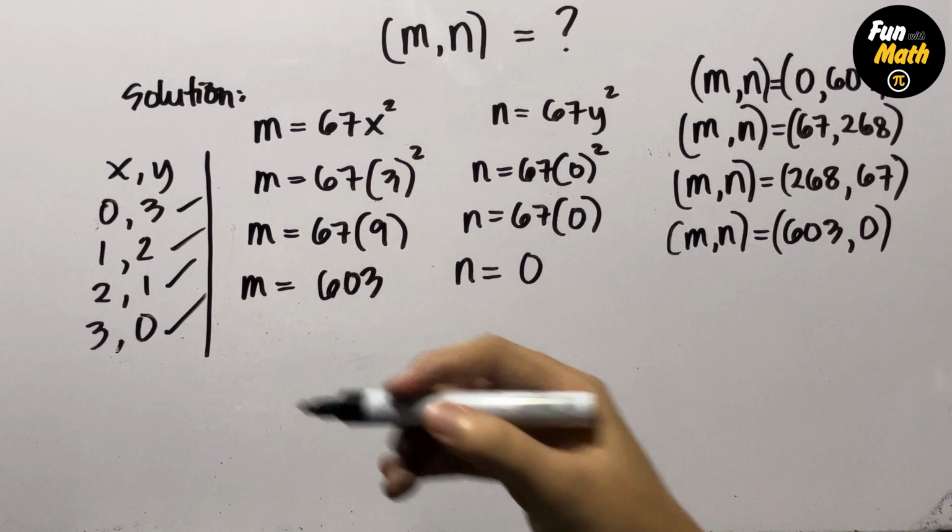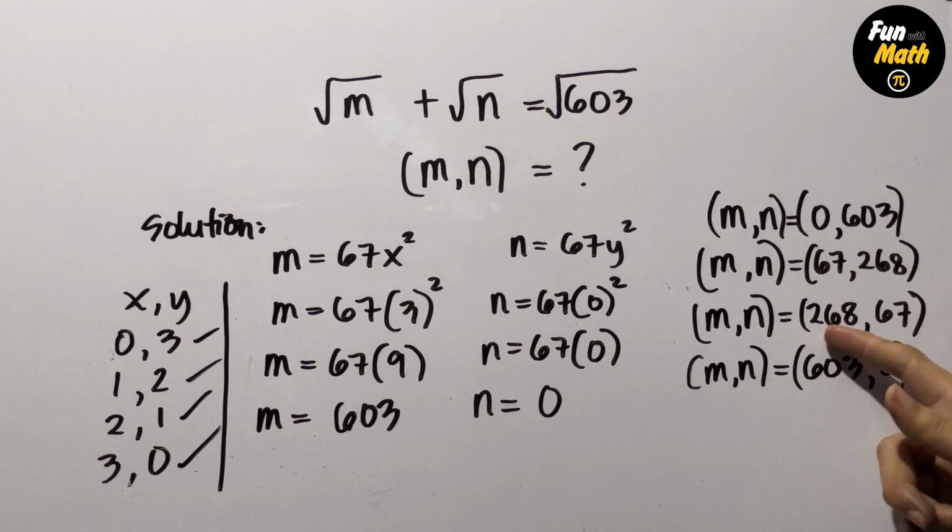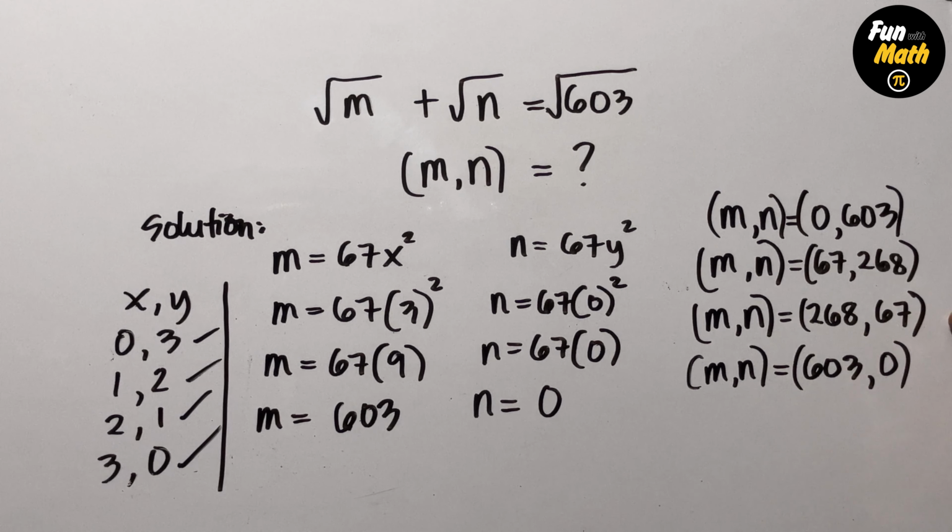So this is done. So therefore, the values of m and n are the following: 0 and 603, 67 and 268, 268 and 67, 603 and 0.